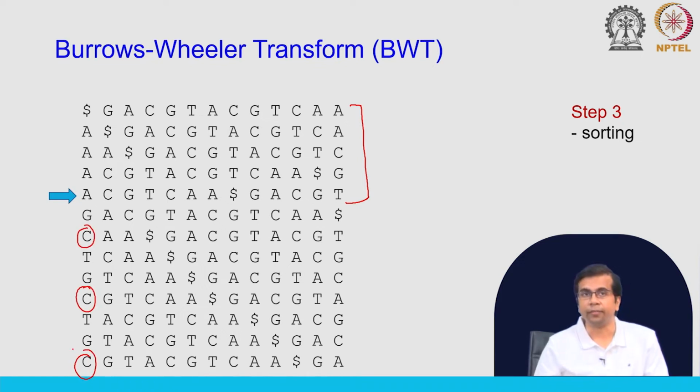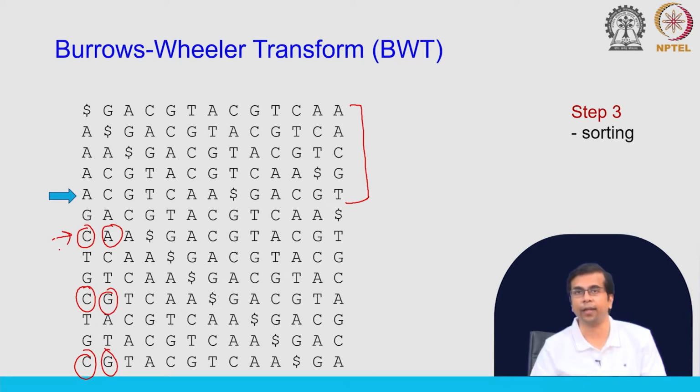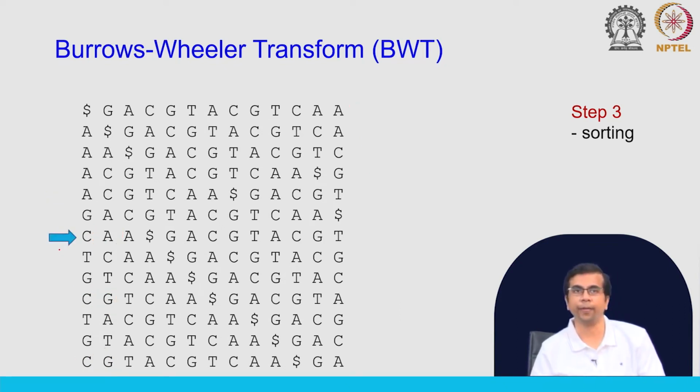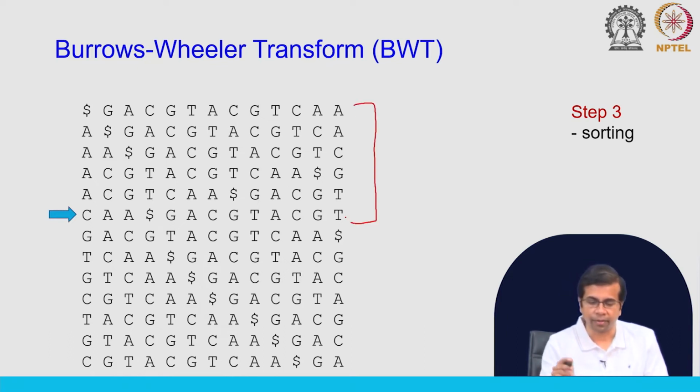Again there are 3 that start with C. Then we look at the second letter: we have A, we have G, we have G. So, this one starts with A, the second letter is A, right. So, we will choose this one, and this will come up here, and we have sorted this one.